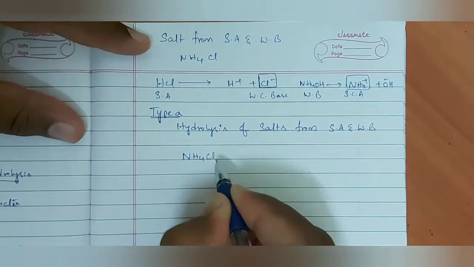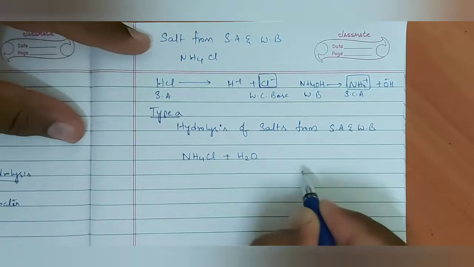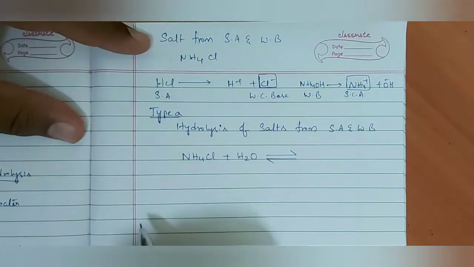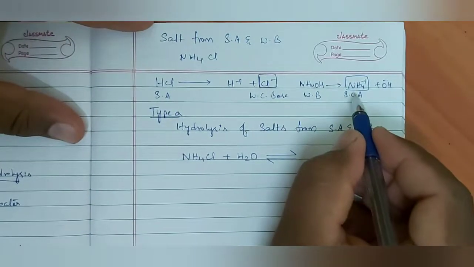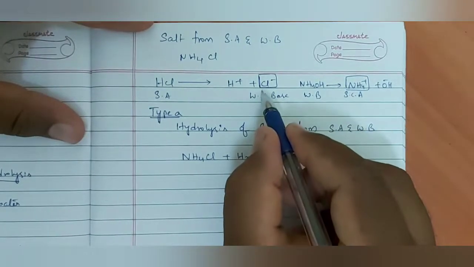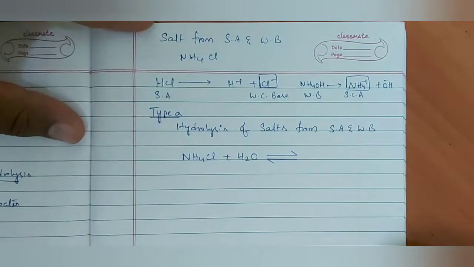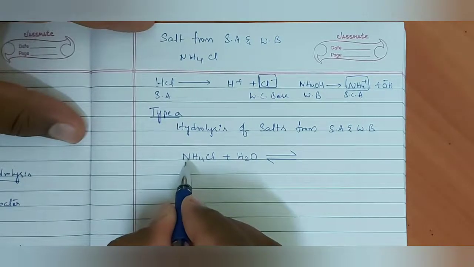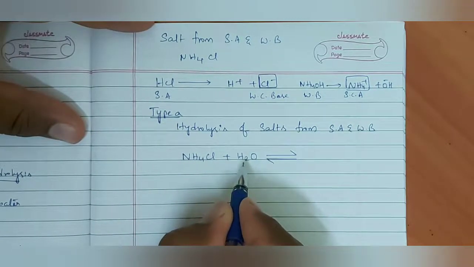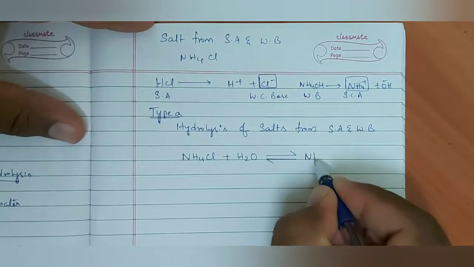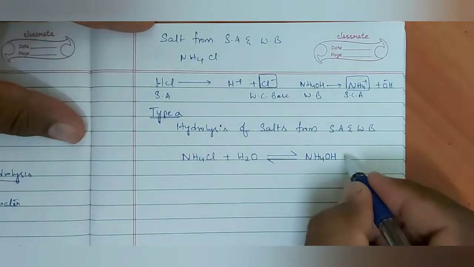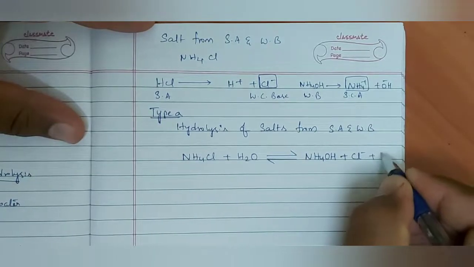NH4Cl will undergo hydrolysis, meaning when it is added to water, it is in equilibrium with it. Out of NH4 plus and Cl minus, which is strong? NH4 plus is strong. So that NH4 plus alone will combine with OH minus ion from water to form NH4OH plus Cl minus plus H plus ions.